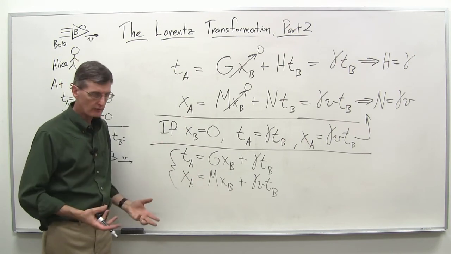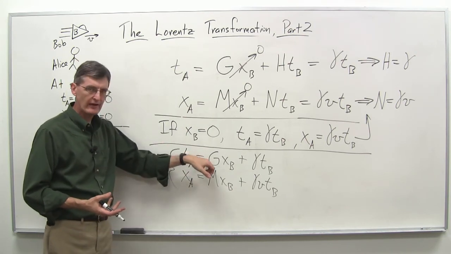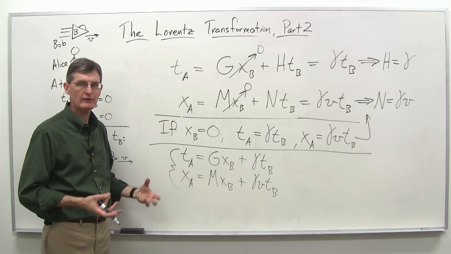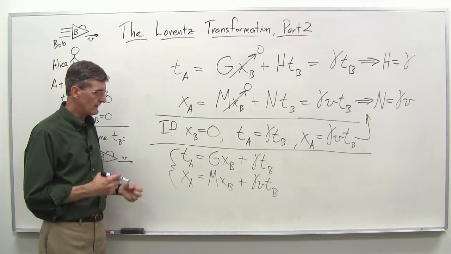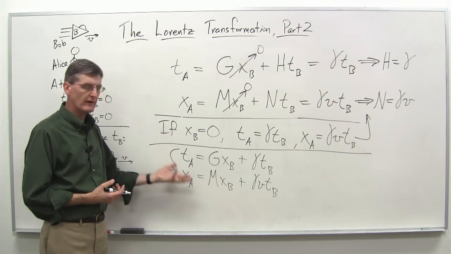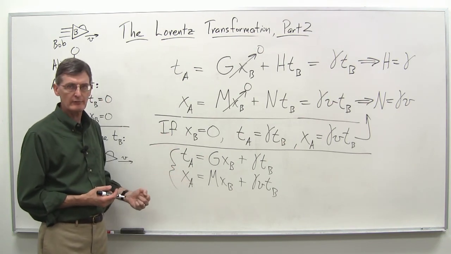And now in the next video clip, what we'll do is tackle finding G and M. We're going to go back and use our invariant interval equation to do that, crank through a little algebra, and get our final form of the Lorentz transformation equations.